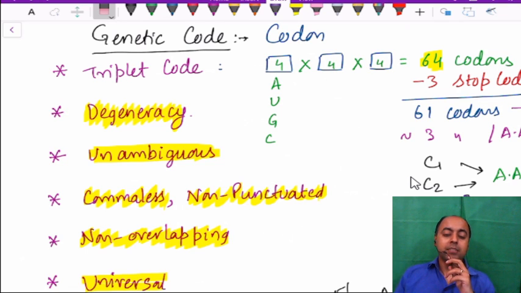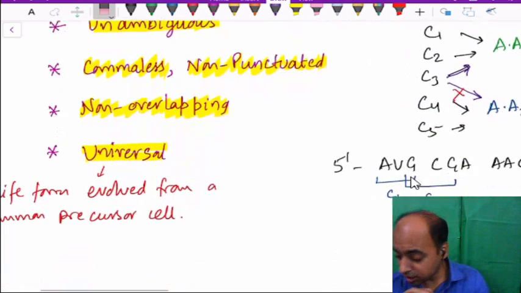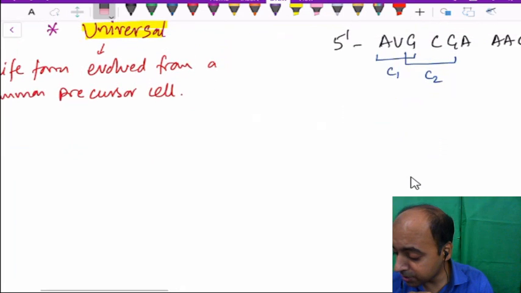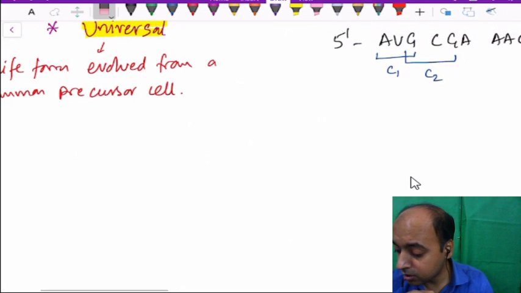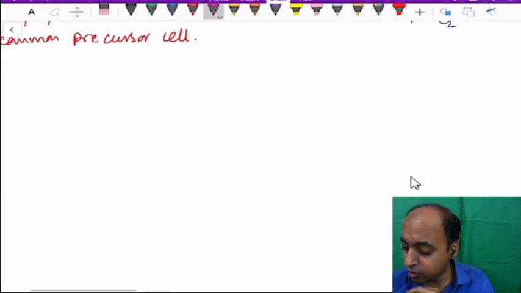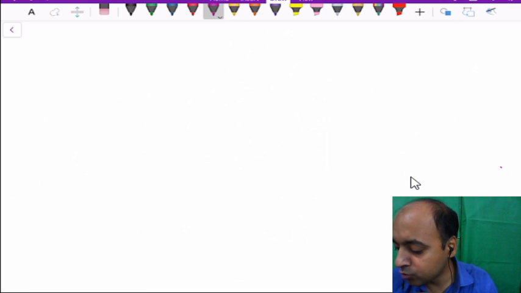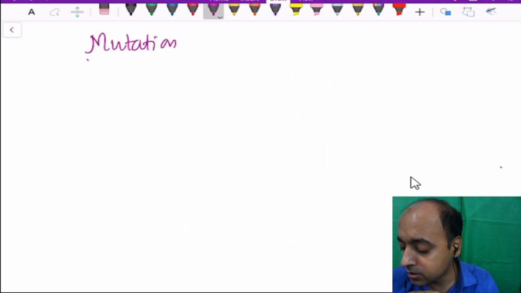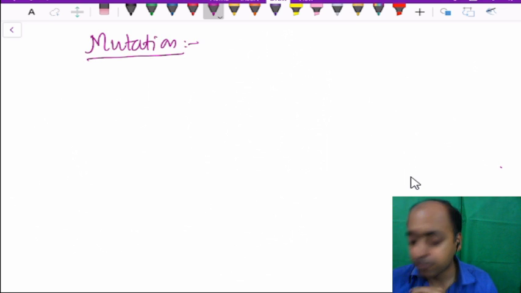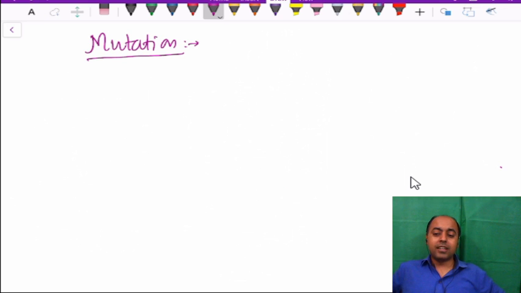Okay. Sometimes there can be a change in the sequence of nucleotides. This change in the sequence of nucleotides is what we commonly call mutation. So the next thing that we're quickly going to talk about before we finish today is mutation. So let us talk about mutation.